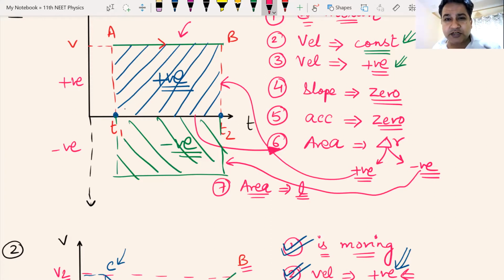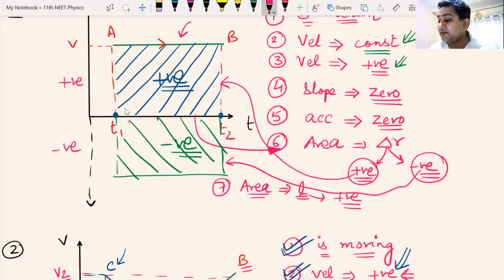Displacement is a vector, so it has a sign, and I have given it positive and negative. But what about distance? Can distance traveled by a body ever be negative? Answer me. Can distance traveled by a particle ever be negative? No, Niharika. It cannot be negative. So it is always taken as positive.